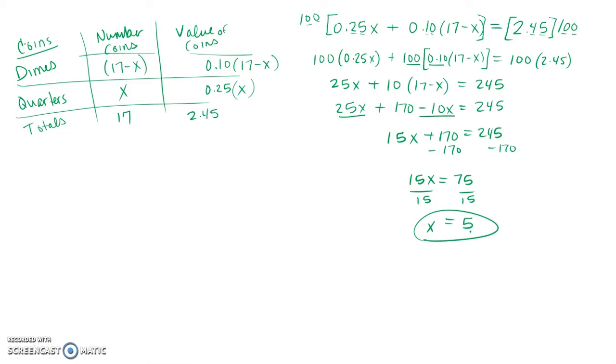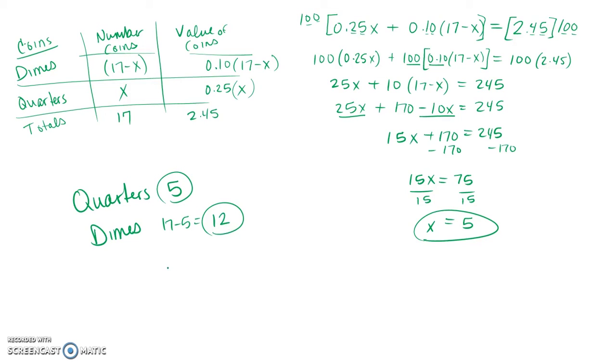So we have x equals 5, but does that actually answer our question? Our question says how many of each coin does he have? So no, not quite yet. That means how many quarters does he have? Well, quarters would be our x value, so quarters are 5. How many dimes? Well, 17 minus 5 equals 12. So we have 5 quarters, 12 dimes, and then we should always check our answer.